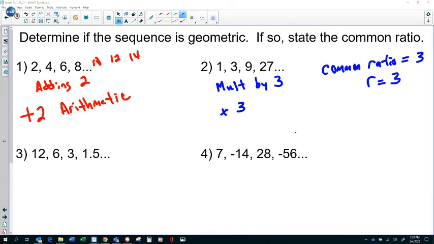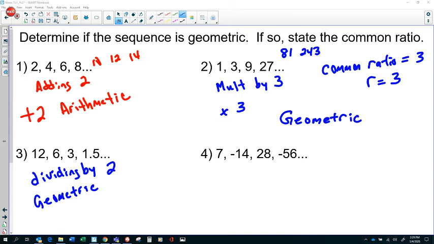Okay, the next one is geometric because we are multiplying by 3 every time. 1 times 3 is 3, 3 times 3 is 9, 9 times 3 is 27, 27 times 3 is 81, 81 times 3 is 243. And again, the first term, second term, third, fourth, fifth, sixth terms in the sequence. This is a geometric sequence. Okay, go ahead and pause the video and do number 3.